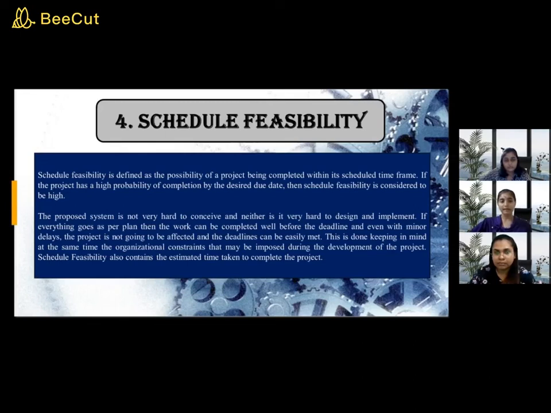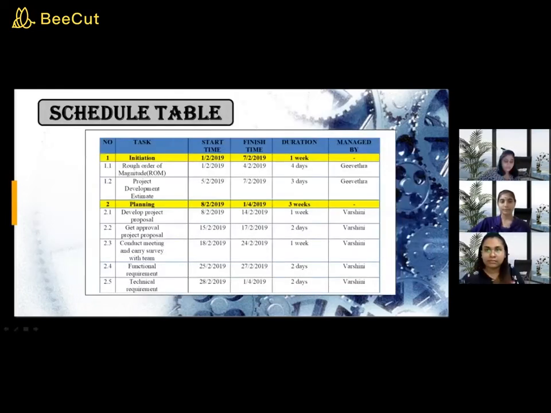This is done keeping in mind the organizational constraints that may be imposed during the development of the project. Schedule feasibility also contains the estimated time taken to complete the project. Schedule table. Task 1 is initiation. Start time of initiation is 1st February 2019 and the finish time is 7th February 2019, and the duration takes exactly 1 week. Task 2 is planning. Start time of planning is 8th February 2019 and finish time is 1st April 2019. Takes exactly 3 weeks.